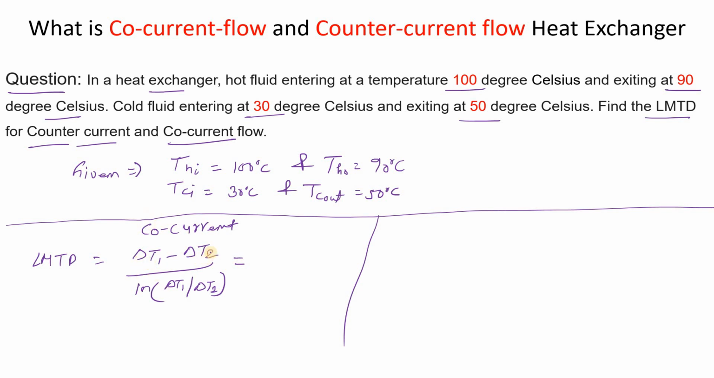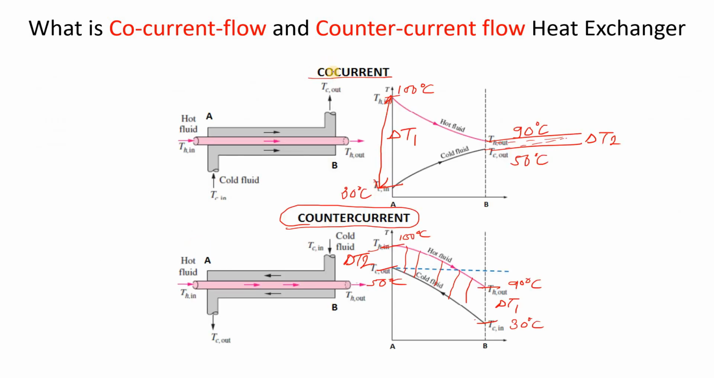Now first of all, let's understand what will be the delta T1 and what will be the delta T2 for the co-current flow, right? So this is your co-current flow. See, this will be your delta T1 and this will be your delta T2. Why? Because your hot fluid and cold fluid both are entering from the same end. So the same end you have to take as delta T1 in both cases. Now at this point the hot fluid is out and cold fluid is out. This will be your other end and it will be delta T2.